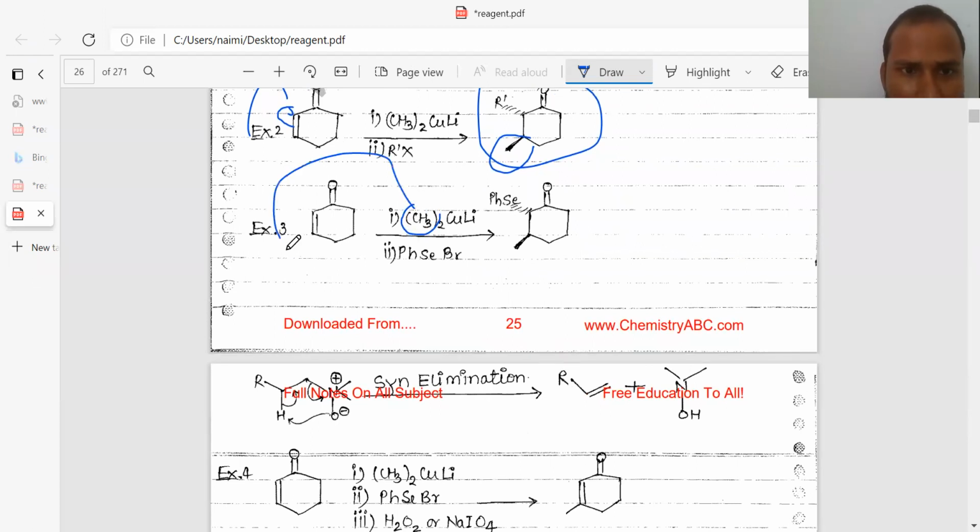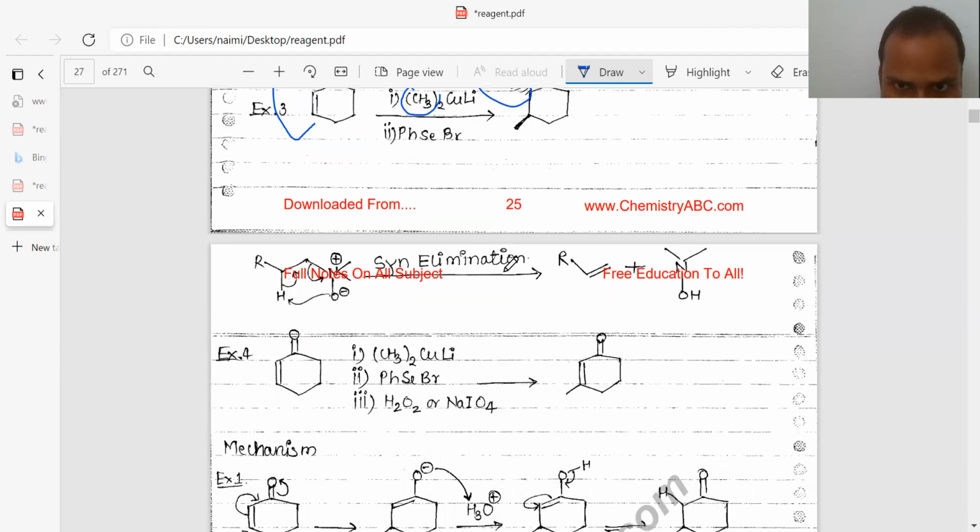Always remember, you can understand that this bond will form when the Gilman reagent adds here, an aliphatic substitution. So one is the addition on the wedge. Next will be the one present on the back side. Yes, present. So it will be your product. Now, syn elimination. What is syn elimination?